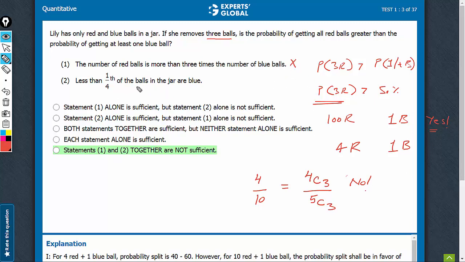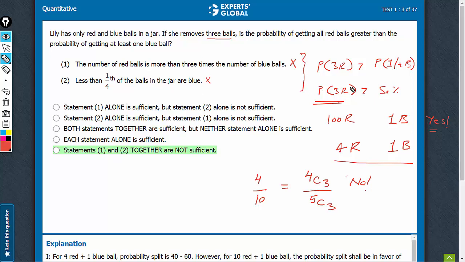Statement 2: less than 1/4 of the balls in the jar are blue. So see, the case that we took is satisfying this statement also. 1 out of 5 is the number of blue balls, which is less than 1/4. So the same example would work: for one case we are getting a yes, and for this case we are getting a no. So statement 2 is of course not sufficient.